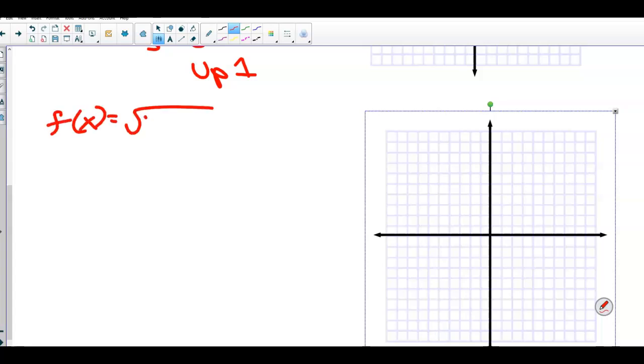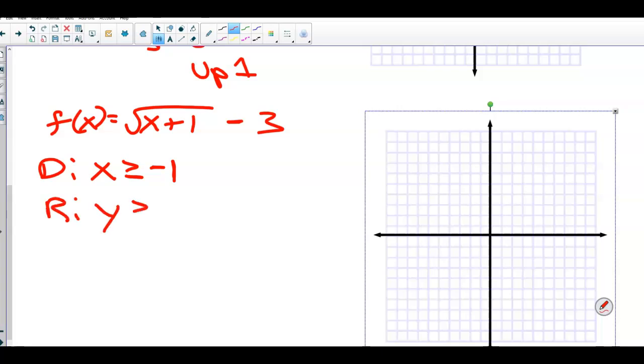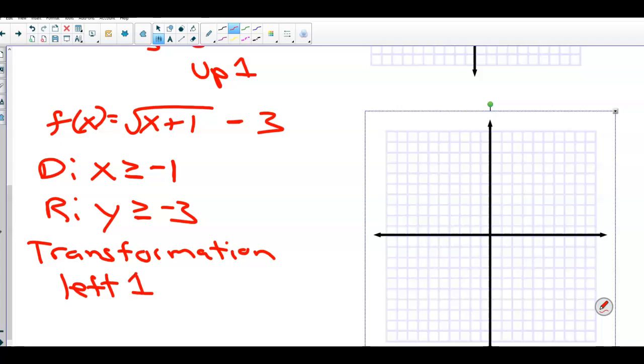f of x equals the square root of x plus 1 minus 3. The domain, all reals where x is greater than or equal to -1. Whatever is going to make that radical equal to 0 or bigger. If the radical can't go lower than 0, the range cannot go lower than -3. And your transformation is that shift. So that shift is left 1, down 3. When I go to graph, I'm a big fan of the XY chart.